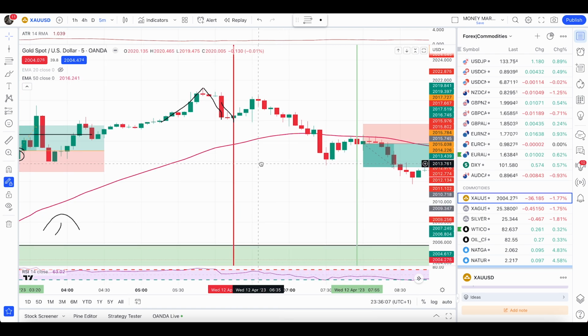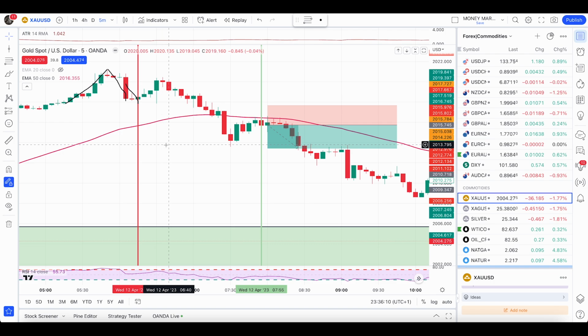Now, this was a losing trade, and then if we move forward, right here, the same day, the 12th of April, the third trade happened on the same day.